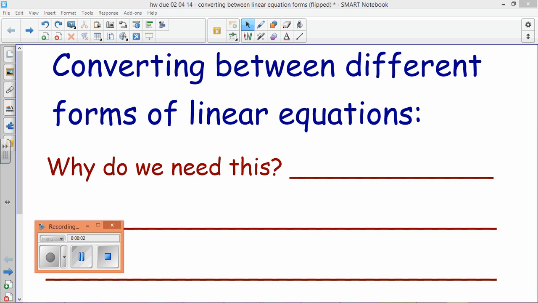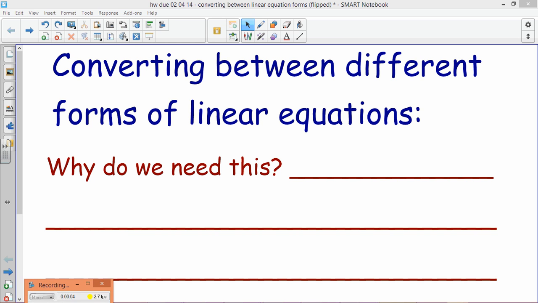Okay, hi everybody. Today we are going to be talking about converting between different forms of linear equations. First, a very brief word on why this is important. We have been doing some word problems that have required us to create equations in point-slope form, in slope-intercept form, and coming up soon we're going to be talking about doing this in standard form.